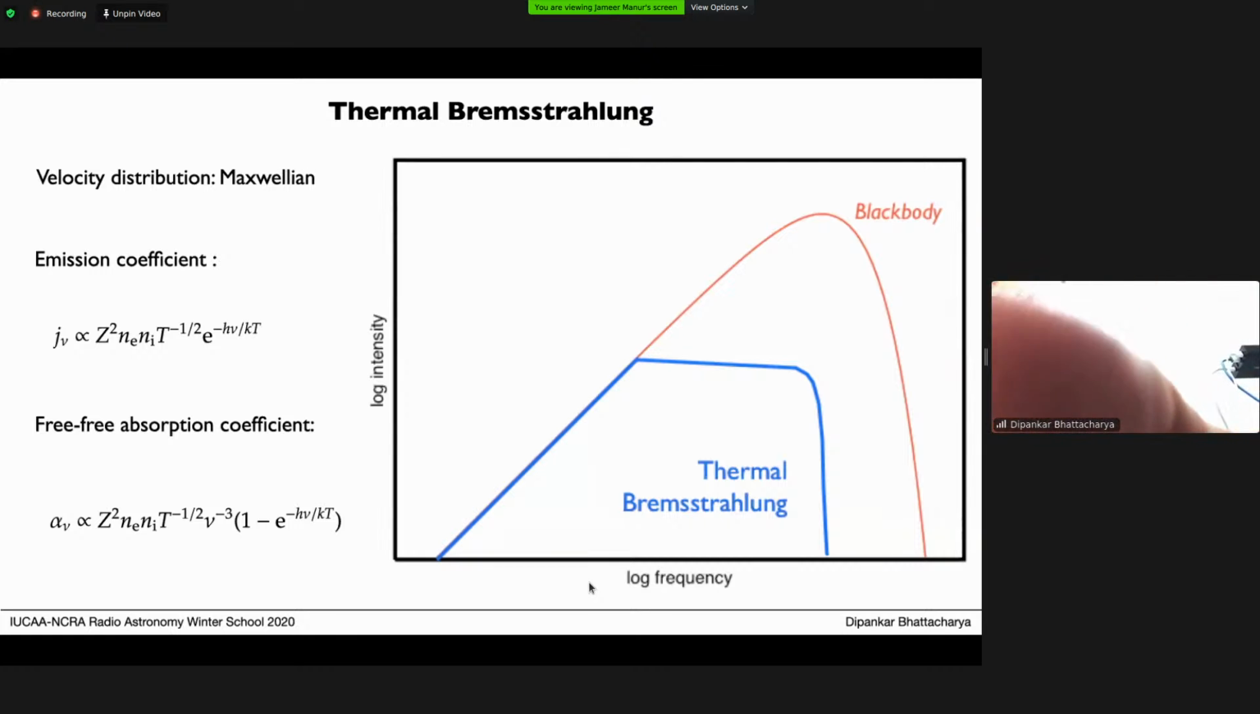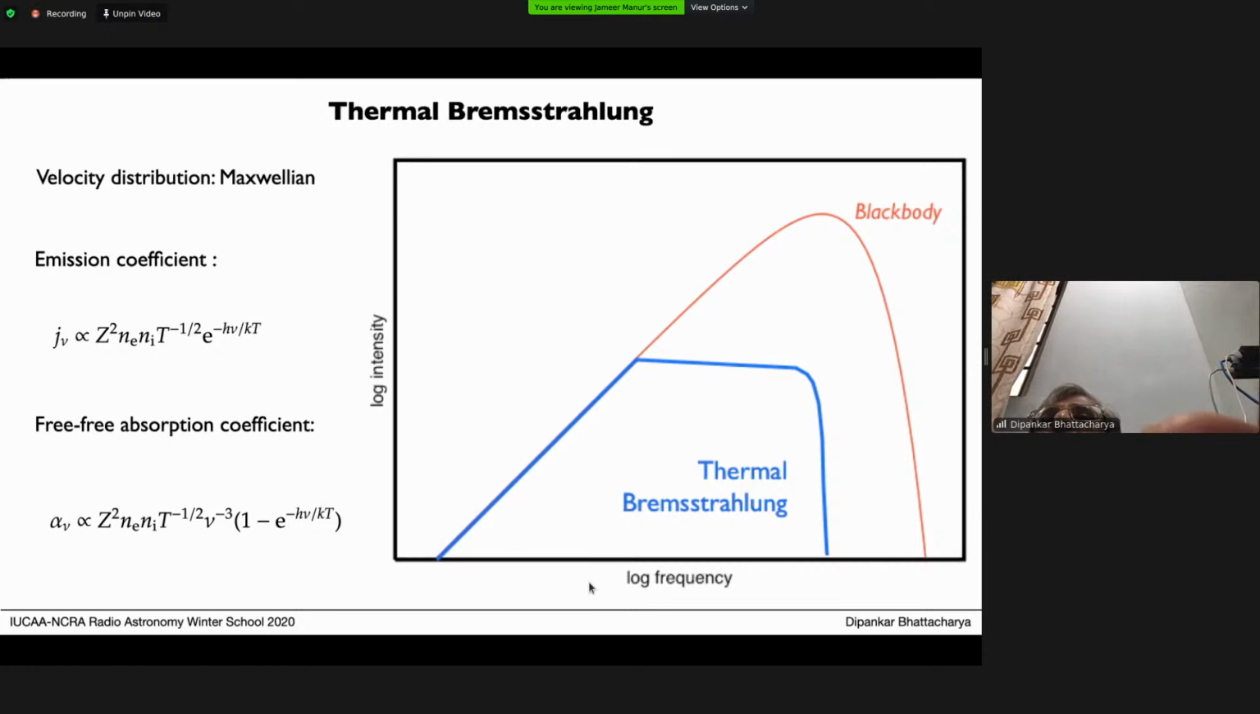So both the emission coefficient and the absorption coefficient are proportional to the atomic charge of the ions, that is, proportional to z squared. They are proportional to the number density of electrons Ne, and also to the number density of ions Ni. So z squared Ne Ni is the common factor in emission and absorption coefficients. And both these coefficients have a leading temperature dependence, which goes as T to the power minus half. And then the emission coefficient drops as e to the power minus h nu by kT.